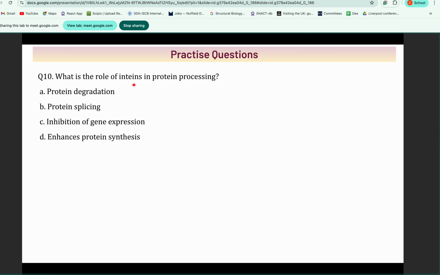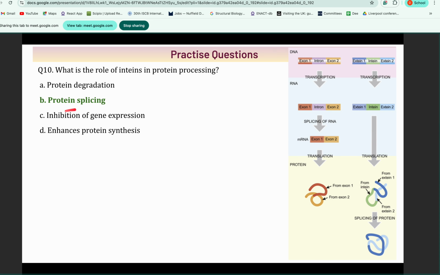So next question is, what is the role of inteins in the protein processing? Option A, protein degradation. Option B, protein splicing. Option C, inhibition of gene expression. And option D is enhances the protein synthesis. So in this case, the right answer is option B, that is protein splicing.